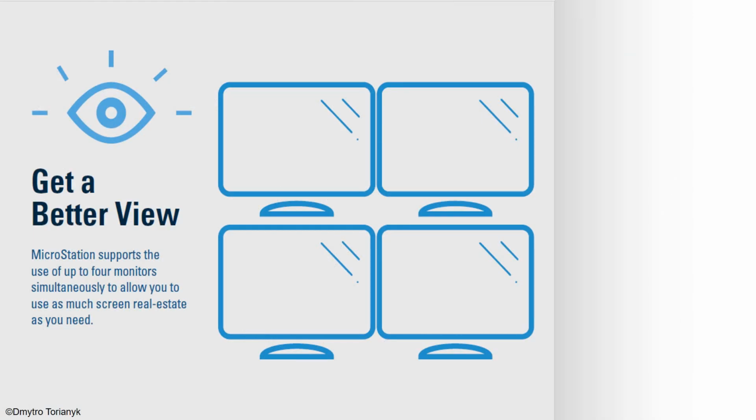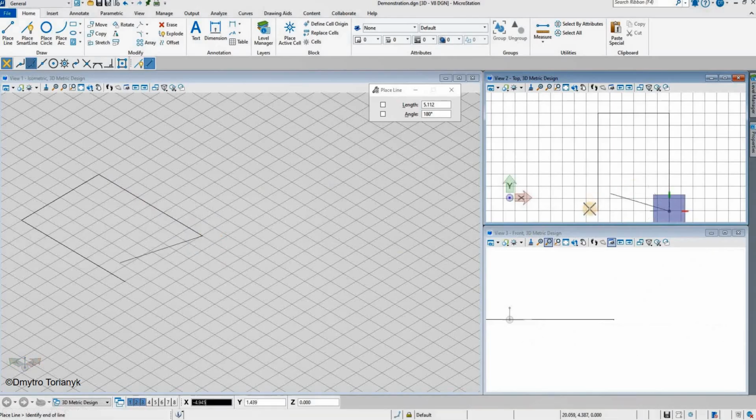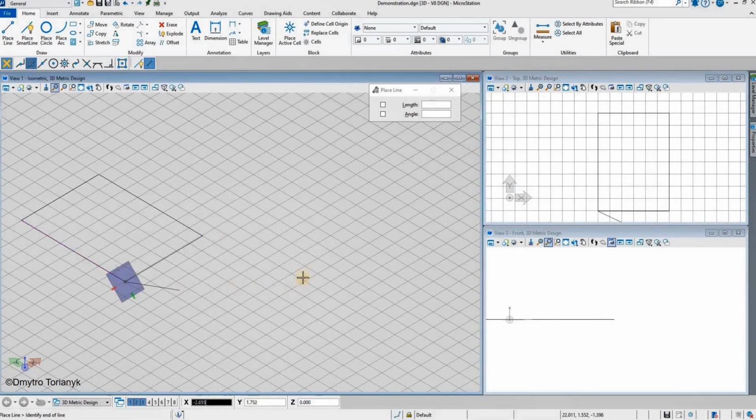Every engineer likes to work with two monitors, but MicroStation supports up to four monitors at the same time. When you work in other software with more than one viewport, you need to click on another viewport to make it active. But in MicroStation, you can stay active without additional clicks. How does it work? You create some geometry in one active viewport, then just move the arrow to any other inactive viewport and simply continue your creation. The new viewport becomes active automatically.